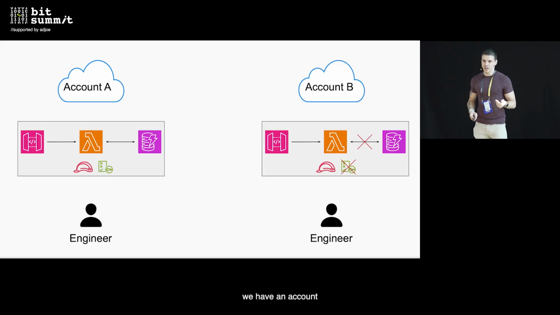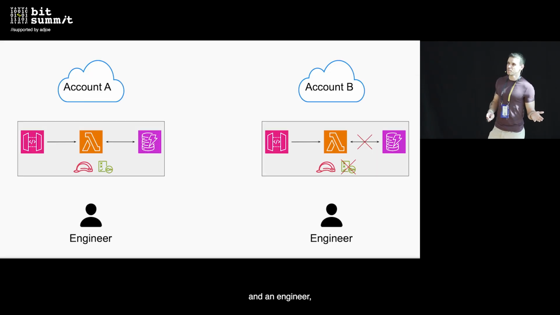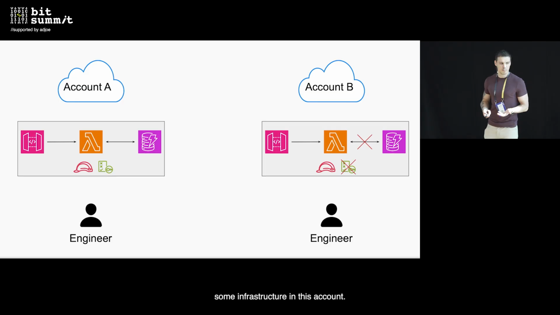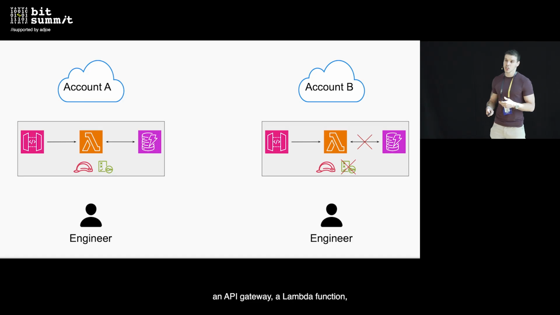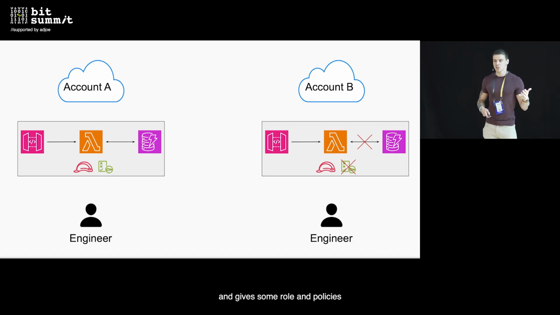For example, we have an account A and an engineer. And this engineer is tasked to provision some infrastructure in this account. So he goes one time, provisions an API gateway, a Lambda function, a DynamoDB, and gives some roles and policies to this Lambda function, so this Lambda function can access DynamoDB.